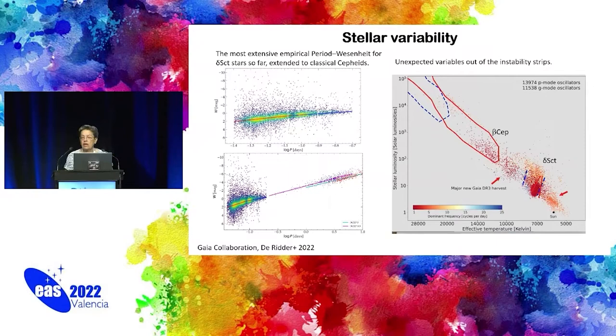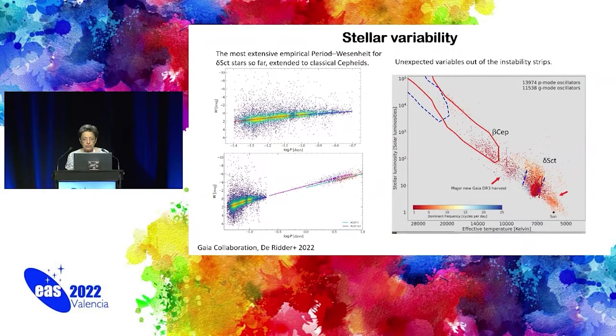But also, we have been discovering that we don't have only this kind of variability in the instability strips in Beta Cepheid or Delta Scuti, but also we have this kind of two clumps here of stars with variability which is still not explained by the stellar models, and this is something that we have to pursue in the future.